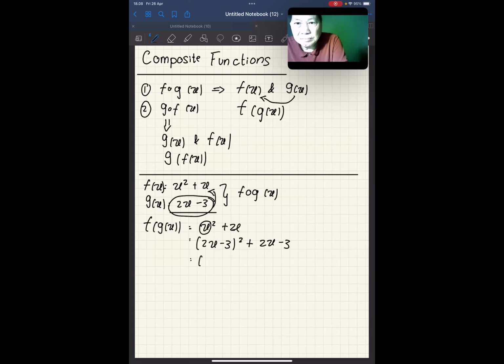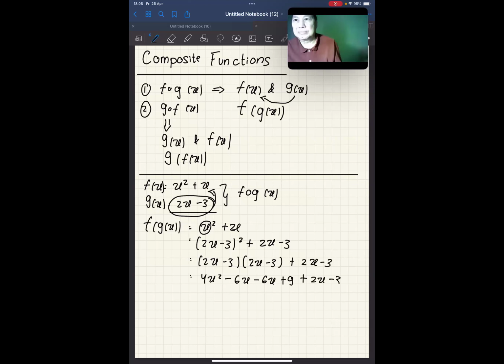So 2x minus 3, we square it. This is going to be 4x squared minus 6x minus 6x plus 9 plus 2x minus 3. We group the same variables. So this is going to be 4x squared minus 10x plus 6. So this is the solution for f of g(x).